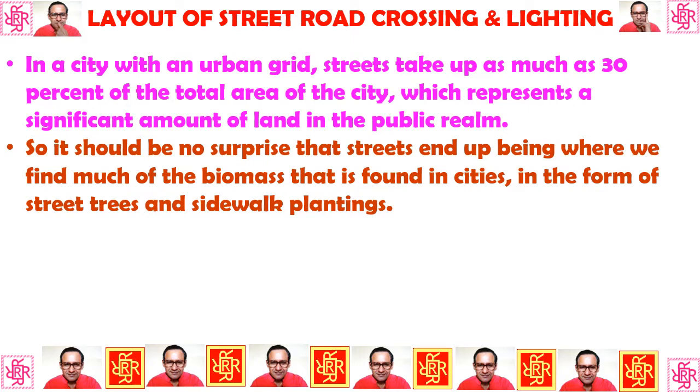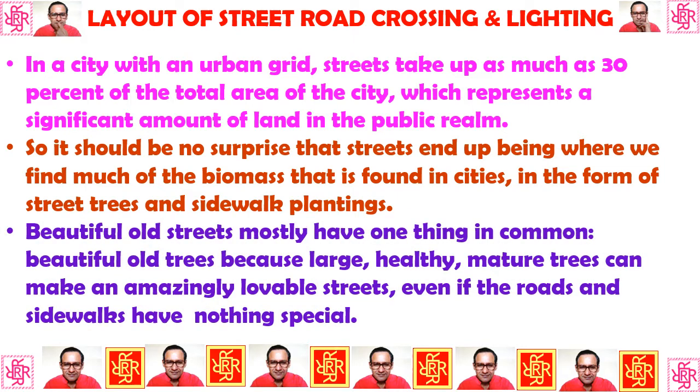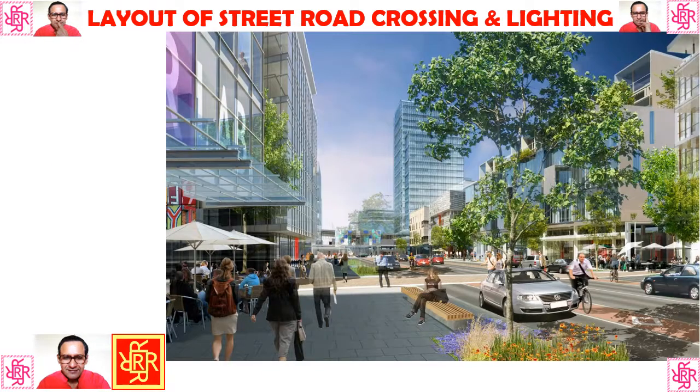So it should be no surprise that the streets end up being where we find much of the biomass that is found in the cities, in the form of street trees and sidewalk plantings. So beautiful old streets mostly have one thing in common: the beautiful old trees, because large, healthy, mature trees can make an amazingly lovable street, even if the roads and sidewalks have nothing special. Look at this image.